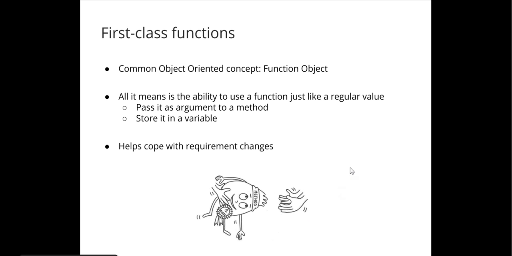So first-class functions, as we said, is a very common topic that we see in functional programming. And actually, it's really related to this topic of a function object that we see in object-oriented programming. Also, the command pattern is another thing that has a similar concept here. All we mean with first-class functions is the ability to use a function like it's a regular value, pass it as an argument to a method, or store it in a variable. And we've shown here how it can help us cope with requirement changes. And this is Raoul's favorite feature in Java 8, right? Method references.